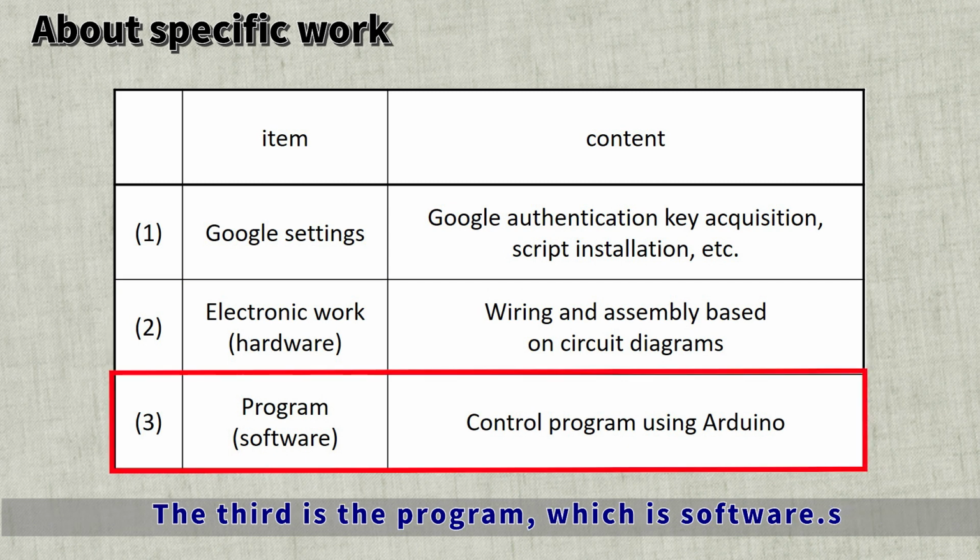The third is the program, which is software. How to operate IoT devices is determined by the program. This time it will connect to Wi-Fi on startup and get the image after connecting. After that, it has a very simple content of saving the acquired image to Google Drive. This time, I didn't do anything unnecessary and only did this part in order to properly understand the content of using the Google Cloud API. The specific content is also uploaded in another video.